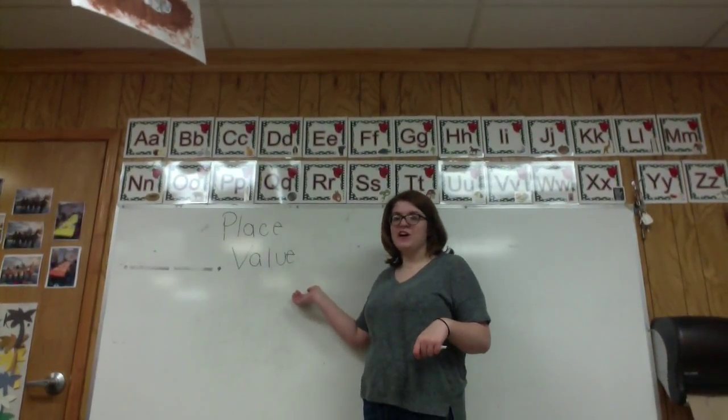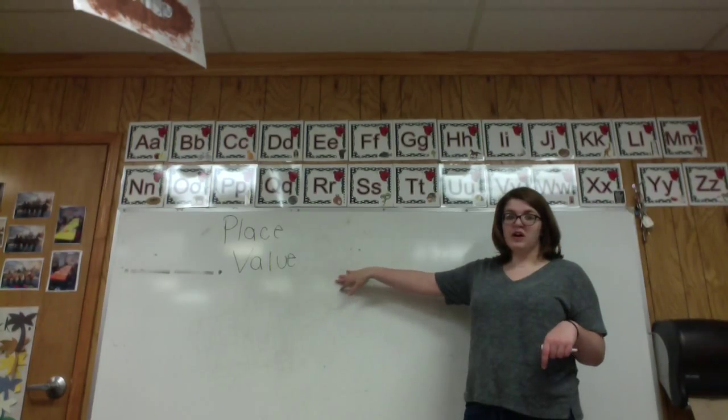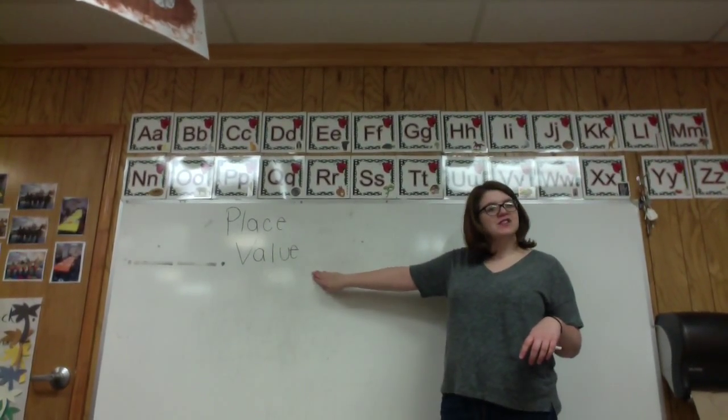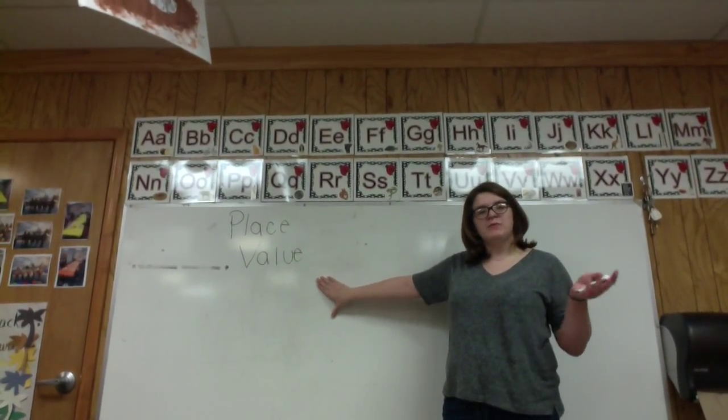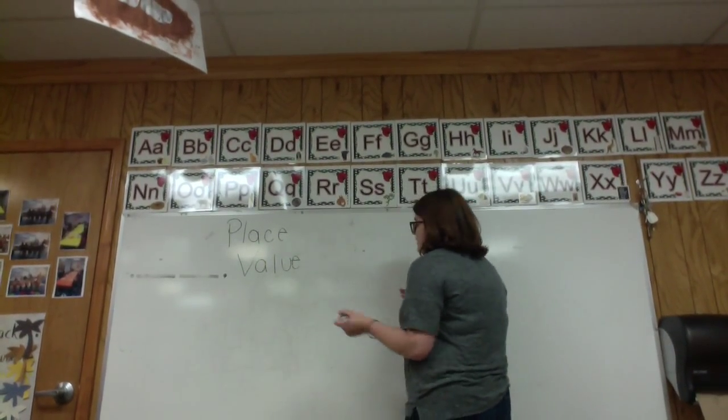We're going to talk about place value. And place value just tells us the value of a digit based on where it is in the number. Do you remember yesterday when we worked with cubes to build numbers? Well, we're going to do that same thing, except this time we're going to use pictures. So let's start with the number 12.